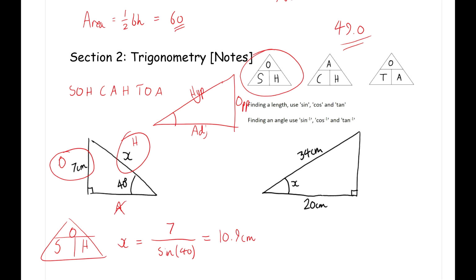Just quick as an aside, if you wanted to find the opposite, we then cover the opposite. You would then do sine of the angle times the hypotenuse, just in case that wasn't clear.